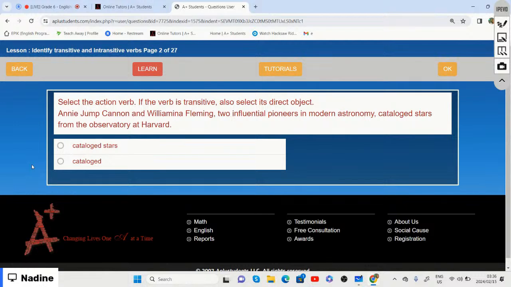So we have a transitive verb, which also has a direct object. It is cataloged stars, because stars is our direct object. It tells us what was cataloged, the action. So, cataloged stars.